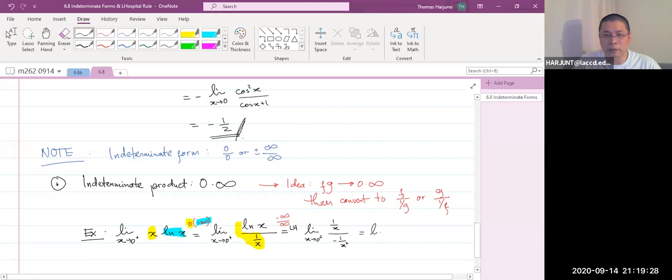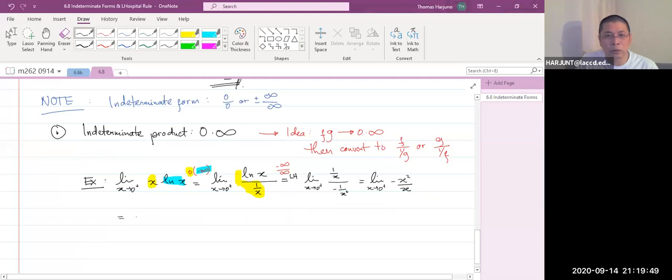Simplify that first. That's negative x, right? Okay, let me slow down. That's negative x squared over x. That's equal to negative limit x going to 0 positive of x. That's 0.